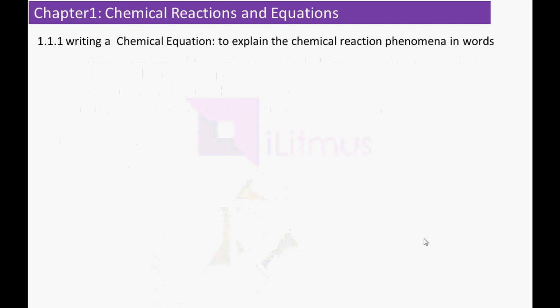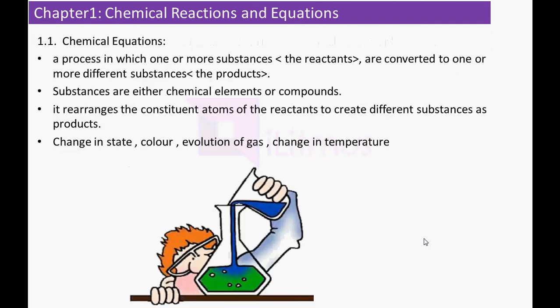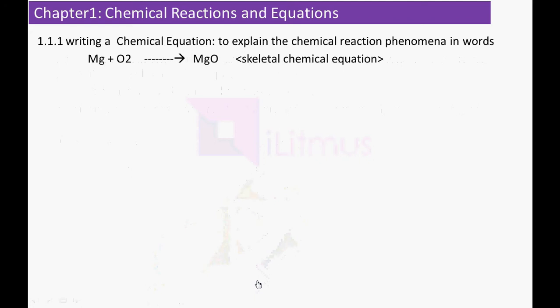How to write a chemical equation? To explain the chemical reaction phenomena in words. What do you mean by that? Like just now we saw that some chemical reaction is happening here. So it's a big physical phenomenon. We are able to see that in an already present beaker, you are mixing something from another beaker. So how to put this complete chemical reaction phenomenon into words? That is what we call writing a chemical equation.